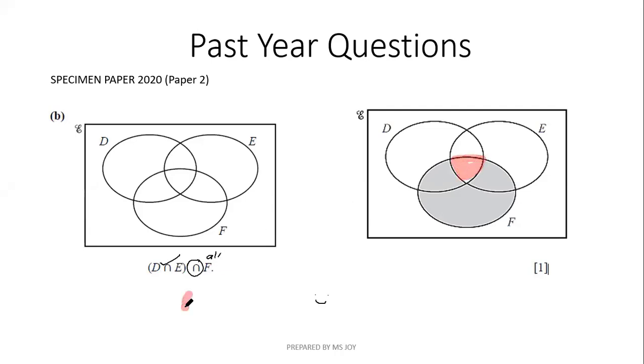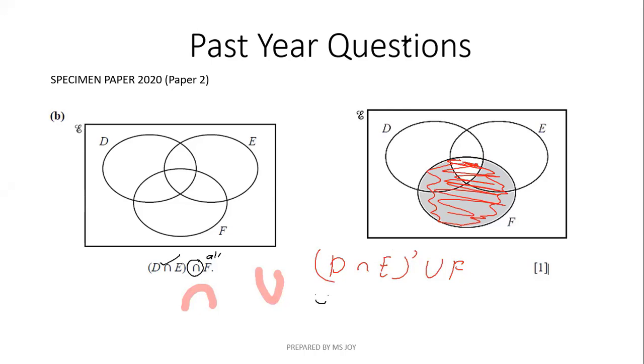Because of the symbol intersect. If the word says union, then yes, for sure you shade this part. This is the difference. Remember, when you see intersection, you only see the connected part. You don't include everything. If it says D intersect E prime union F, then yes, you include everything that is F. Any question on this diagram, or maybe you have something to say?